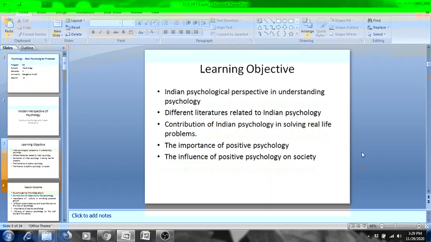Learning objectives: Indian psychological perspective in understanding psychology, different literatures related to Indian psychology, contribution of Indian psychology in solving real life problems, the importance of positive psychology, the influence of positive psychology on society.